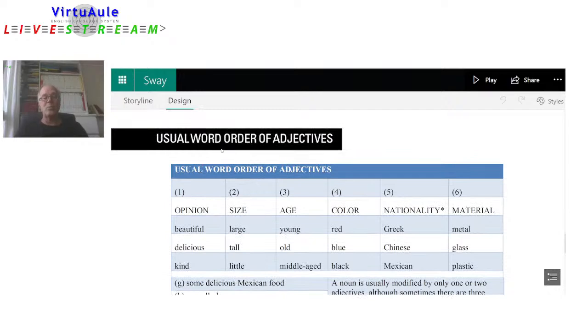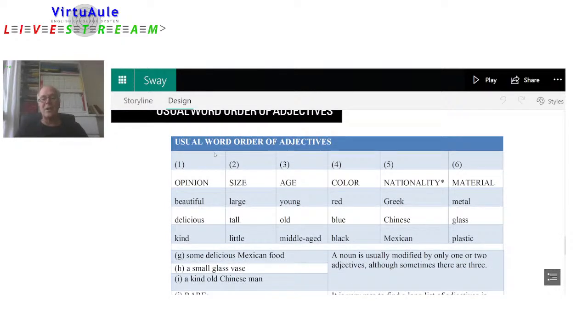Okay, let's look at all of the different possibilities. This is the usual word order of adjectives. Now, don't get excited. You don't have to memorize this. It's very, very difficult. First, we said opinion. Then we saw that size comes before color. Well, age also comes before color. Then nationality, and then the material. Okay, it's very, very difficult that you would really memorize this.